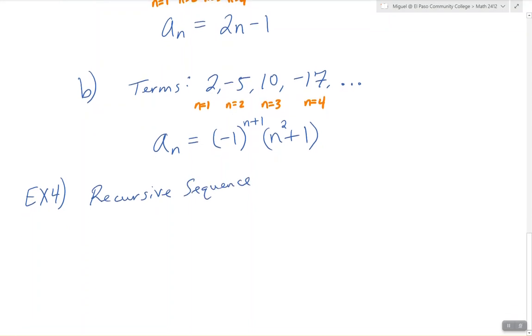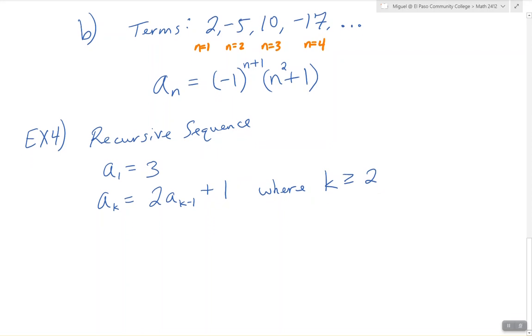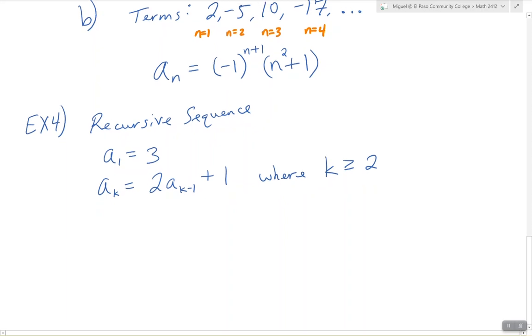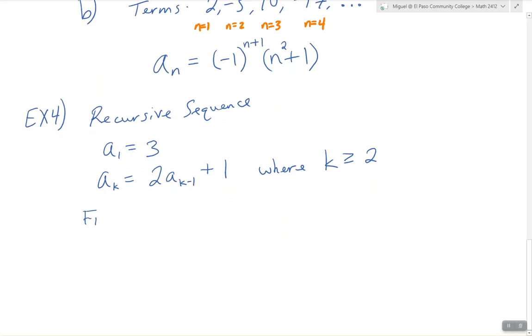in this recursive sequence, let's say they give you a sub 1 is 3, and they say a sub k, this term is given by 2 times a sub k minus 1, plus 1. And in this case, k is greater than or equal to 2. And then they would tell you, find the first 5 terms or however many terms they want. In this case, let's do 5.